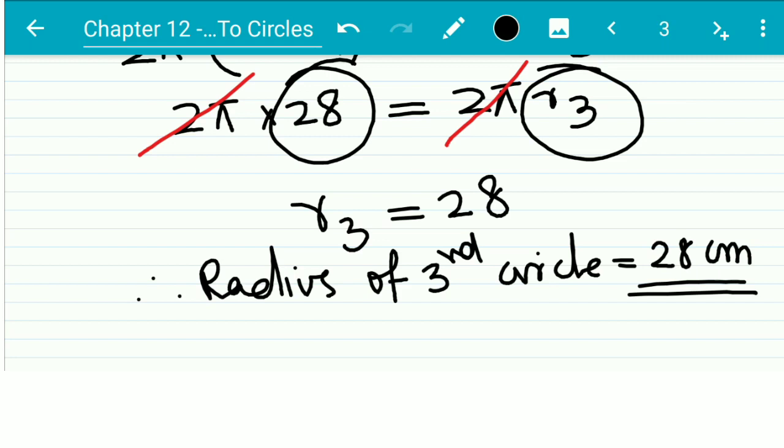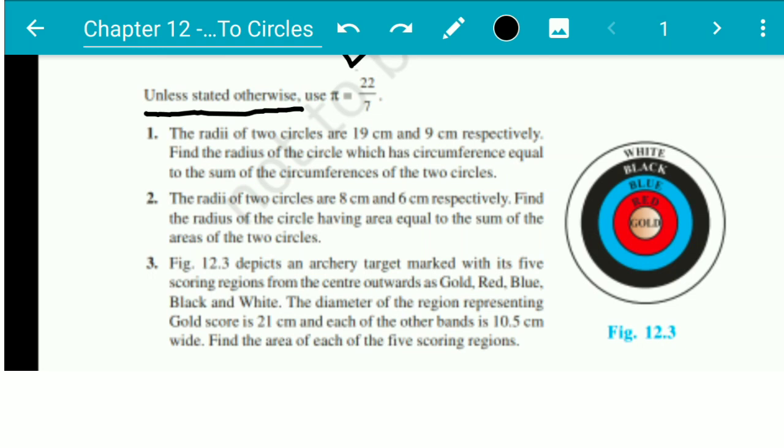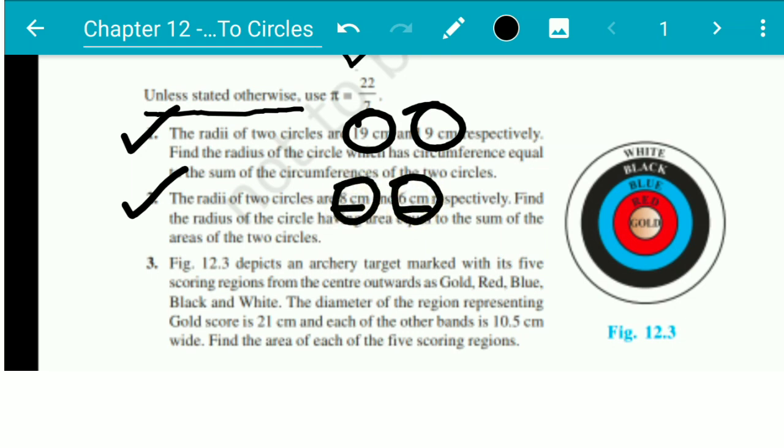Now, second question. The radii of two circles are 8 centimeters and 6 centimeters respectively. Find the radius of the circle having area equal to the sum of the areas of the two circles. This is actually similar to the first question. Only difference is they have changed the radius. Earlier it was 19 centimeter and 9 centimeter. Here it is 8 centimeter and 6 centimeter. And also in the first question it was circumference. Here it is the area.